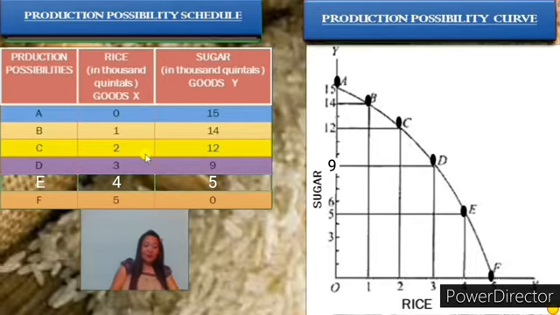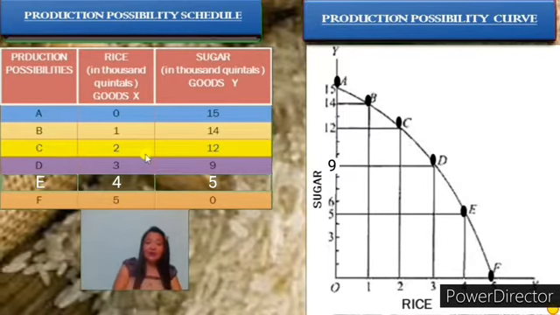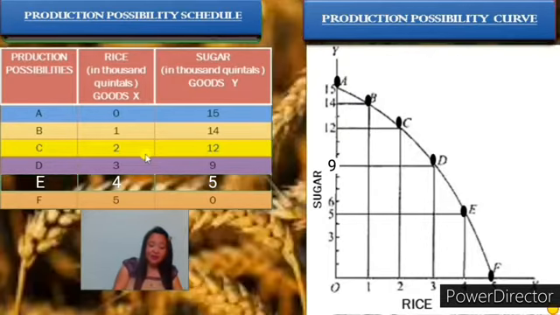So what did we observe in this schedule then? We observed that the increase in the production of one product leads to a decrease in the production of another product, isn't it? Right, in all the combinations which we saw in this table, the increase in the production of one product leads to the decrease in the production of another product. So this is your production possibility schedule.